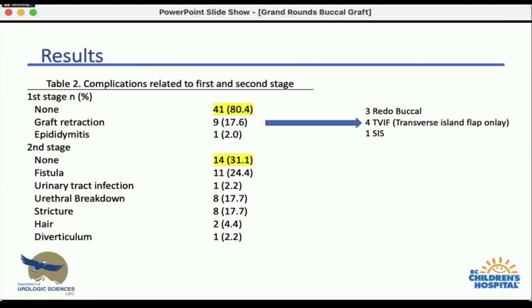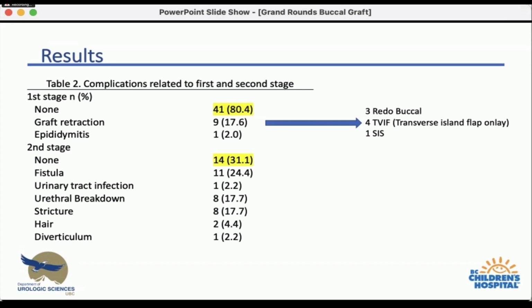Table 2 summarizes the complications in the first and in the second stage. In the first stage, we had no complications in 80% of the patients, 41 patients. Then we have, in 17%, a graft contraction, and for this we did a redo buccal. 4 of them underwent transfer island flap onlays, and 1 had an SIS. And 1 had epididymitis, which we just treated with antibiotics.